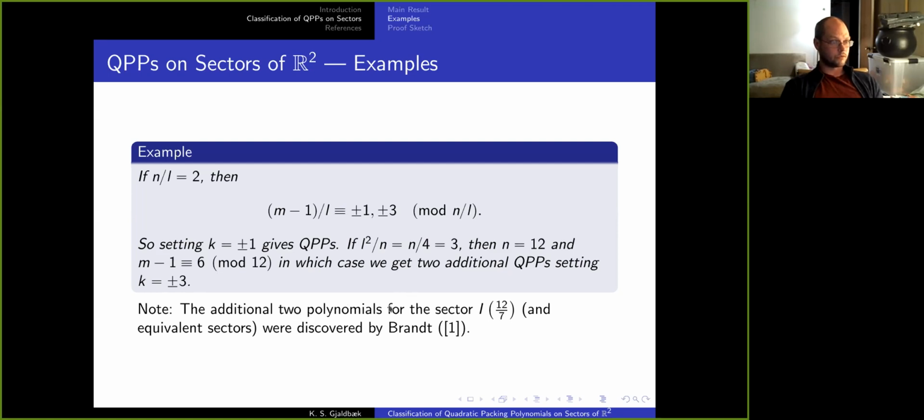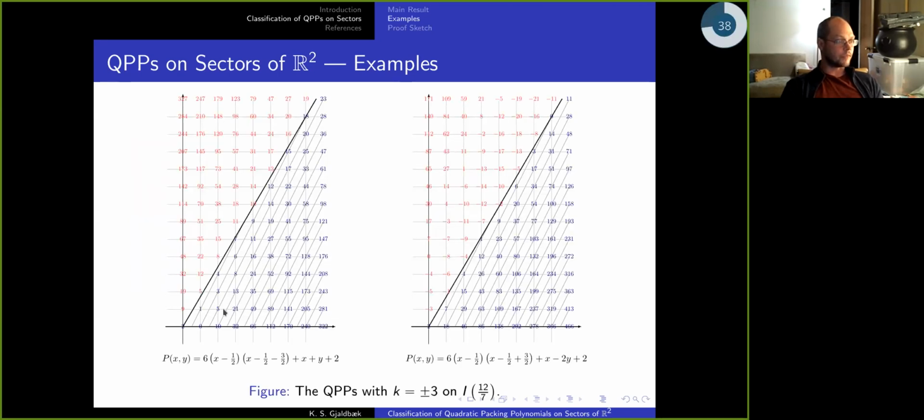Now, these were discovered by Brandt in the first paper she put out. And this is what the plus minus 3 polynomials look like. And you can see that they do go up by 3 or down by 3.